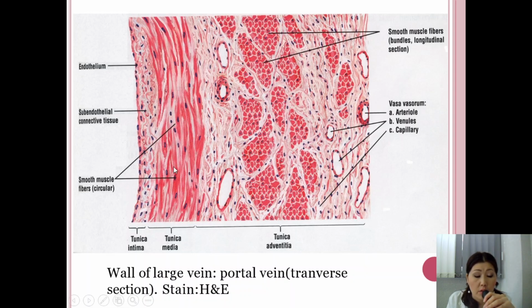Smooth muscle fibers, circular. Also we can see a nucleus here. As you remember, the smooth muscles have only one nucleus, centrally placed. And here are also smooth muscle fibers, the longitudinal section, the bundles of smooth muscle fibers. And here we can see vasa vasorum, I will discuss it later, the arteriole, venules and capillary.